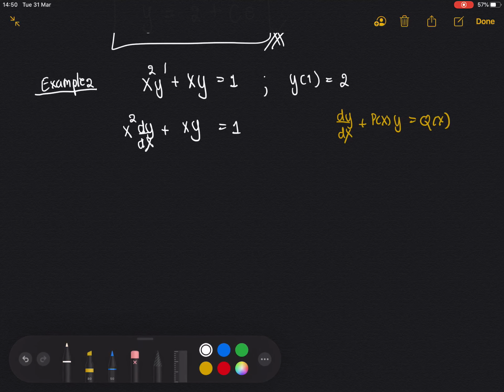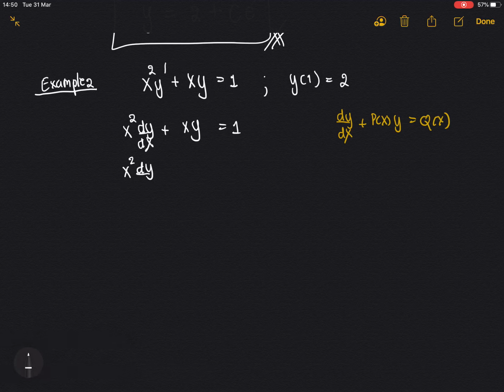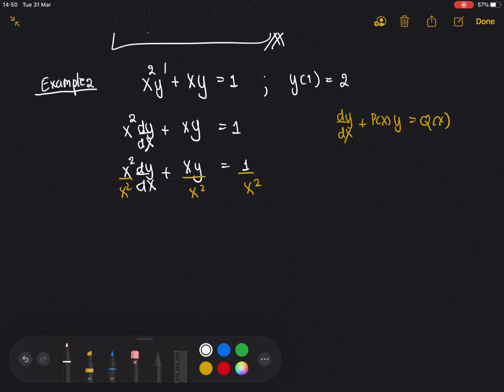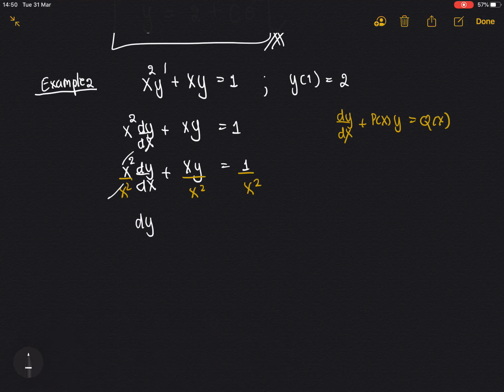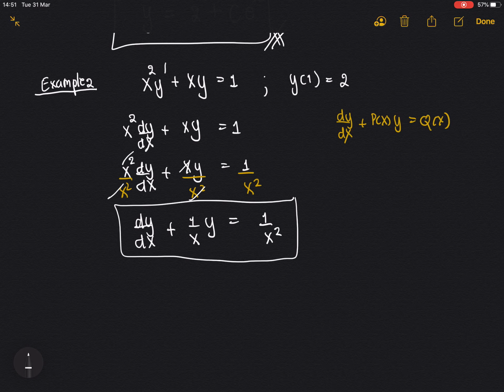Since we have to eliminate the term x squared here, in this case we will have to divide x squared on every term and also on both sides of the expression, and finally we will end up with dy divided by dx plus 1 divided by x multiplied with y is equivalent to 1 divided by x squared. So this is our standard form of the equation x squared y prime plus yx equivalent to 1.